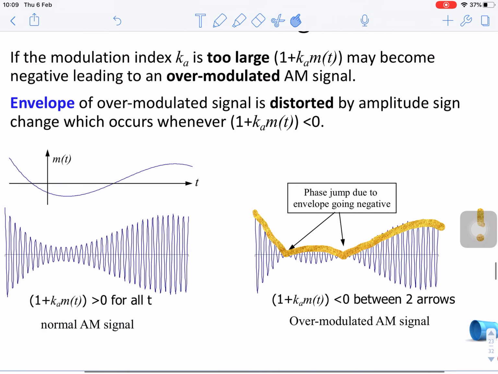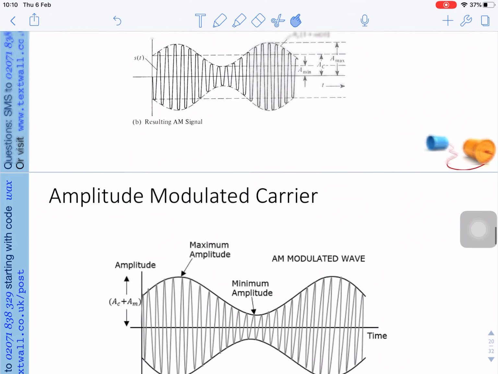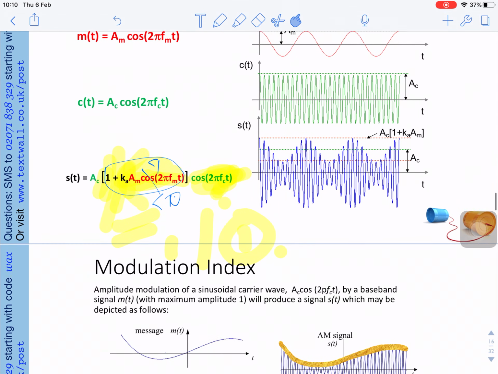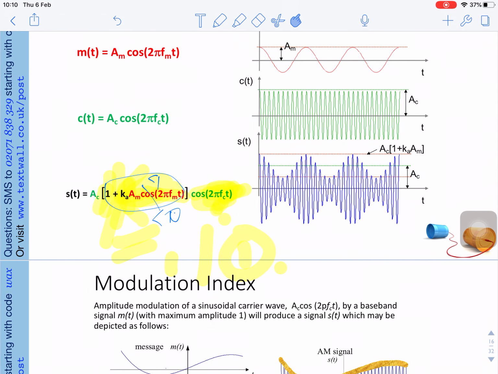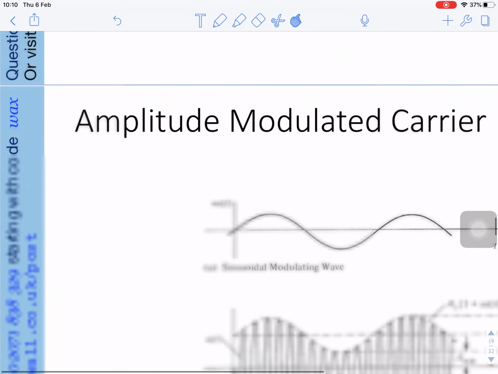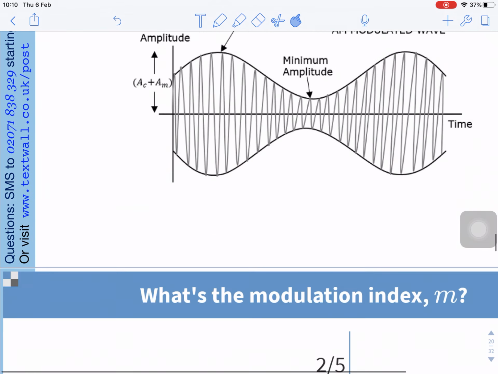What if Ka is too large? Since the cosine can be negative and not only positive, 1 plus Ka times MT times the cosine, MT is the cosine, right? MT is this one. It can be less than 0. It can be equal to 0. That's obvious.